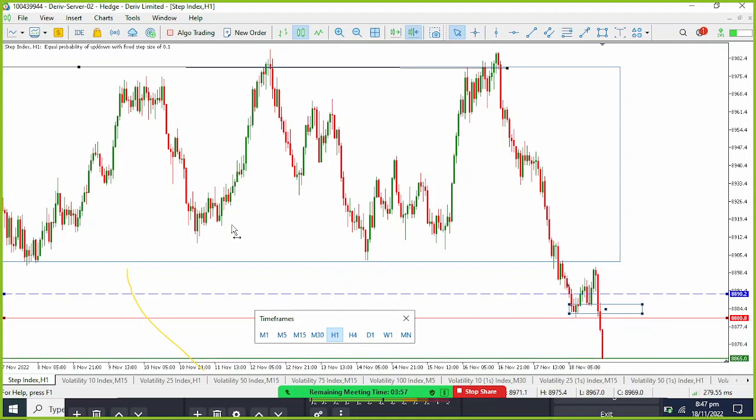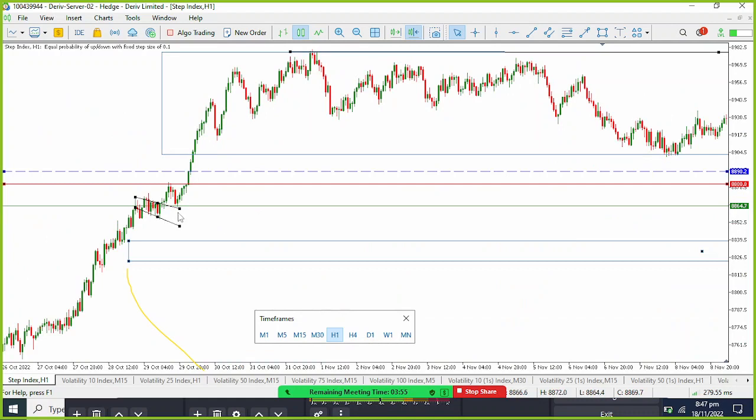I'm getting. And then returned for the retest. It's the same area where breakouts occurred here. It's the same level that the market returned to for the retest. Yes, the same thing happened.